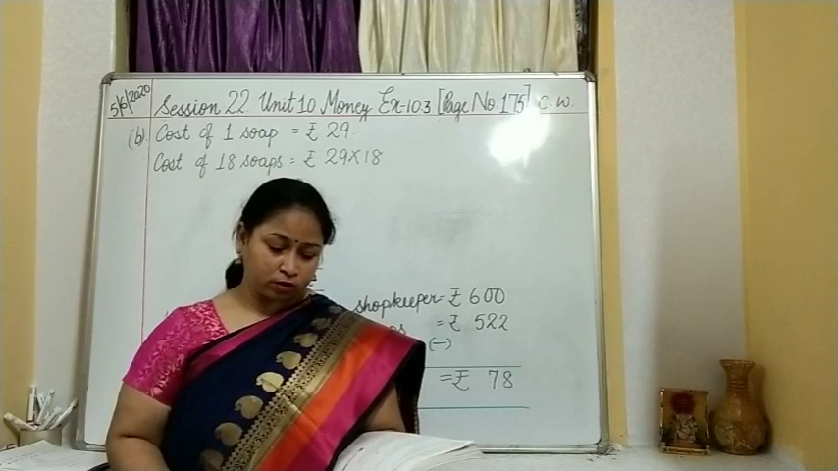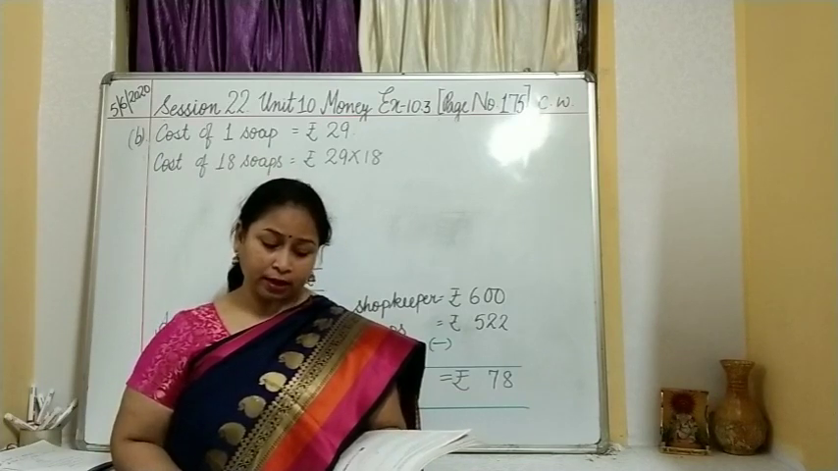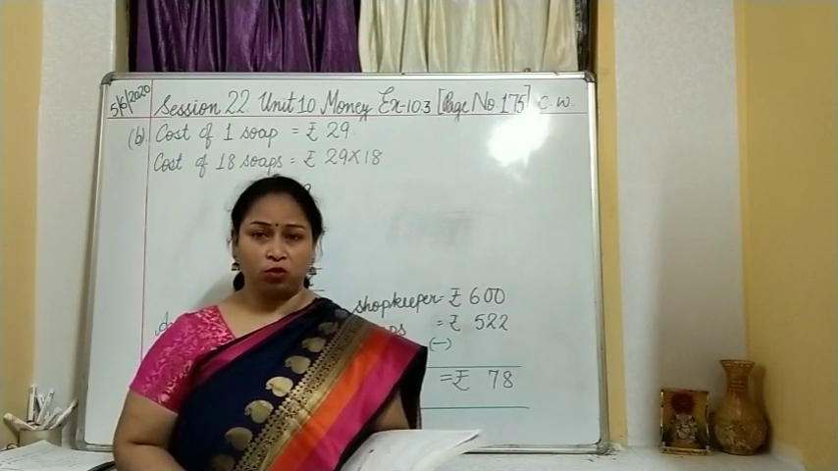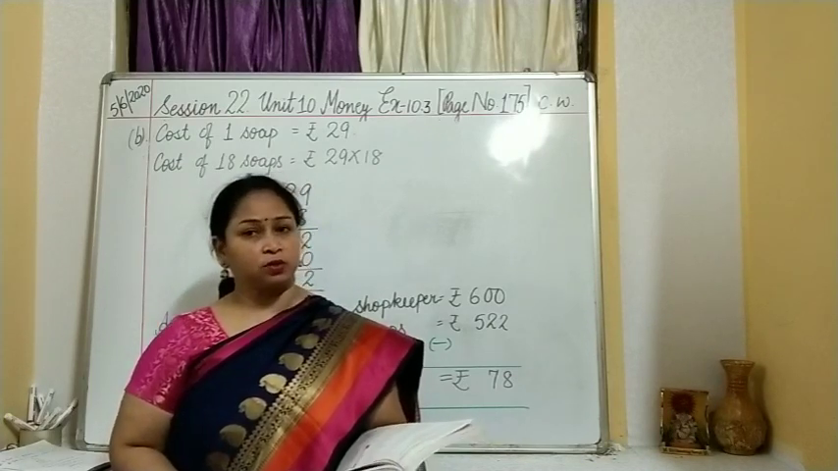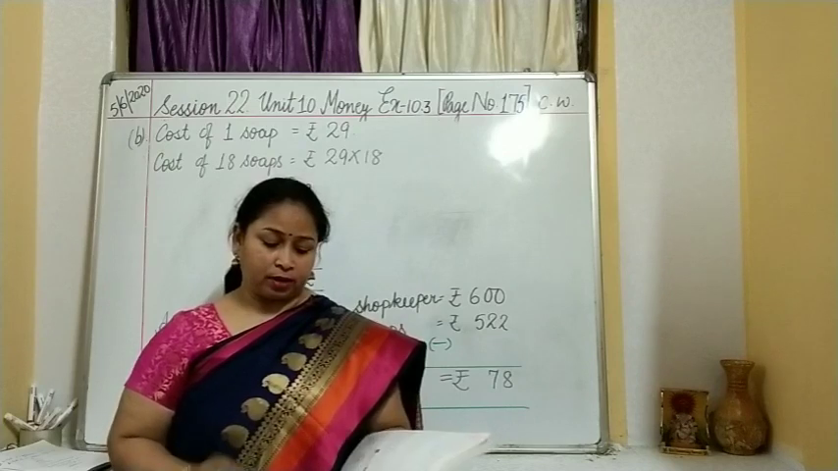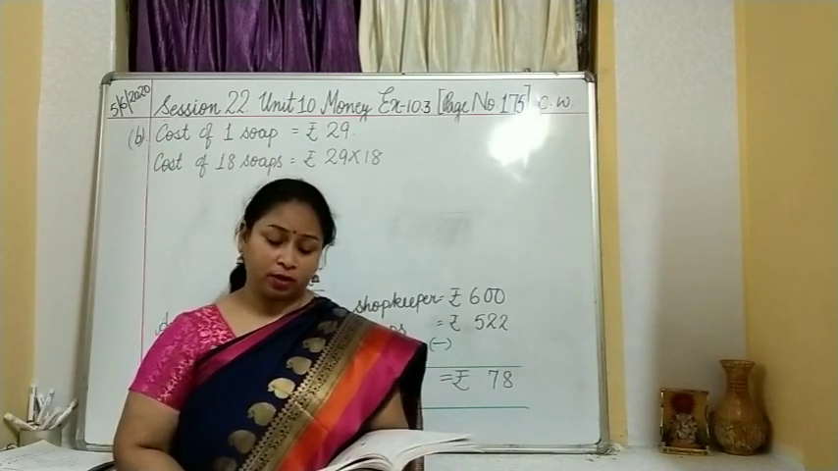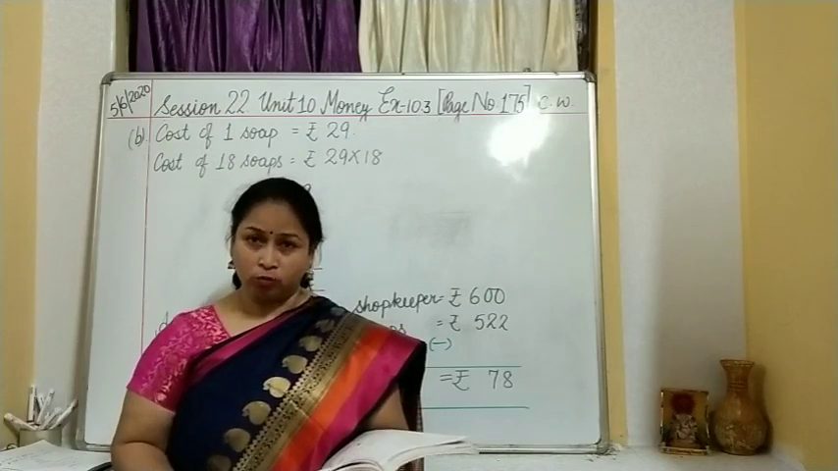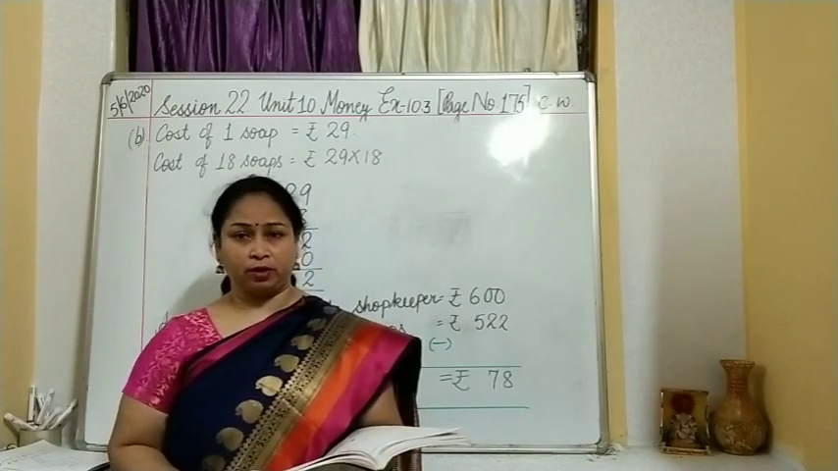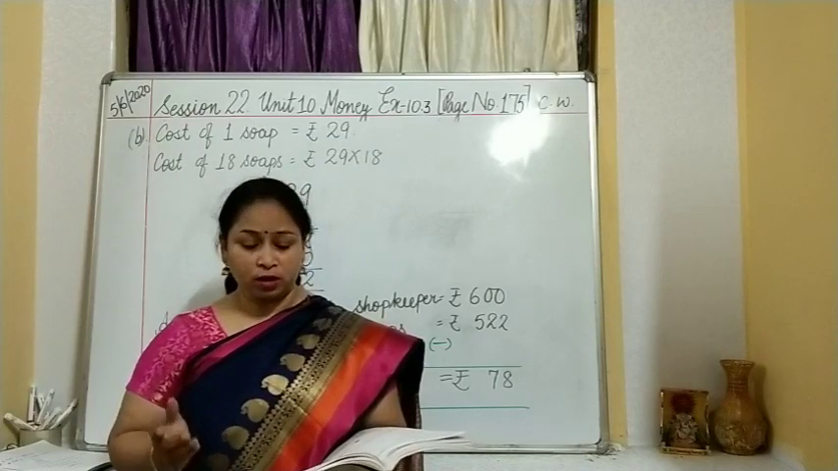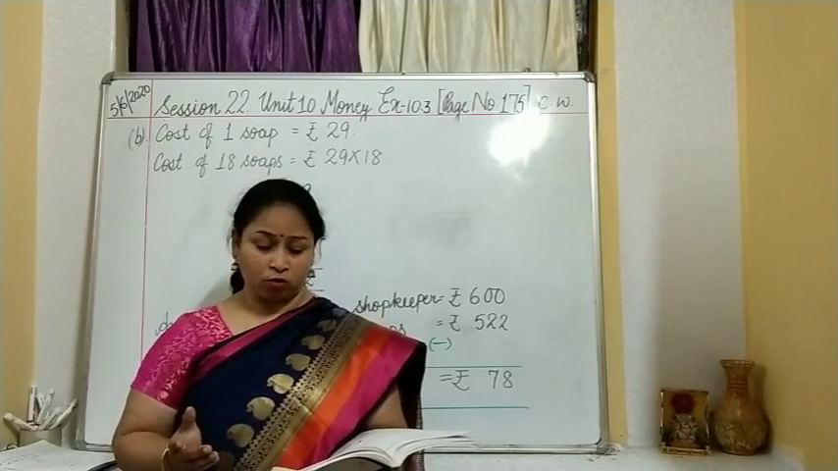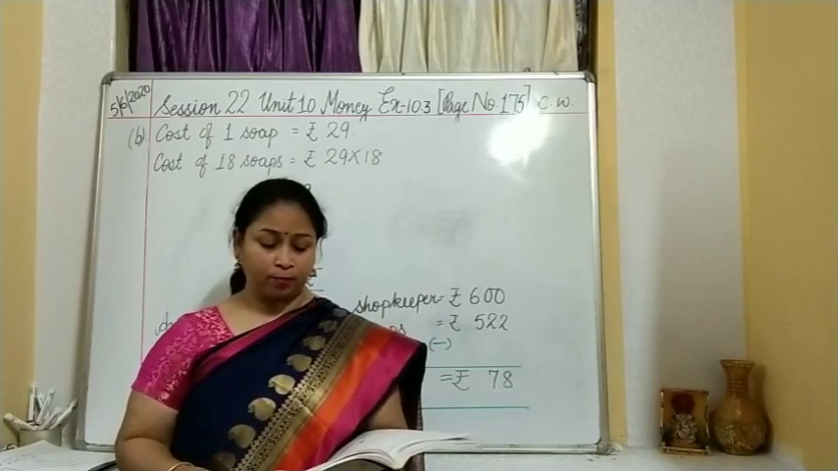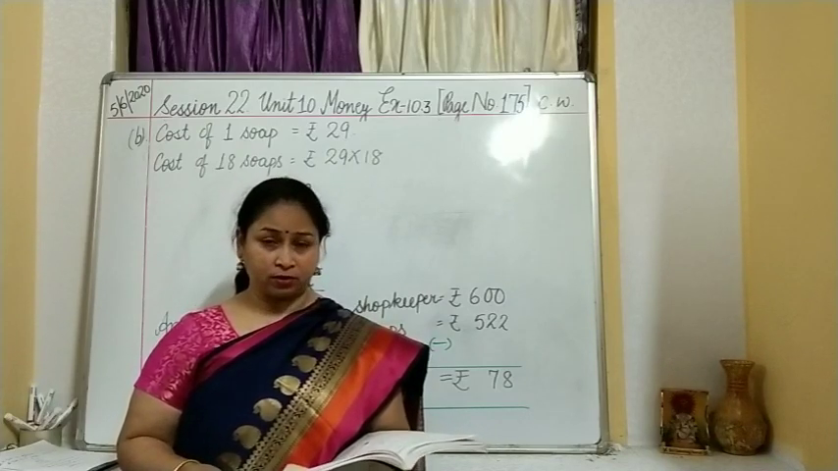The next question is, Raju bought 18 soaps for rupees 29 each. That means cost of one soap is 29 rupees. Okay. Then he paid rupees 600 to the shopkeeper. After purchasing those soaps, he paid rupees 600. Let us first find out what is the total cost of 18 soaps, and then whether he will get some money back. How much money will he get back? This is the question asked to you.